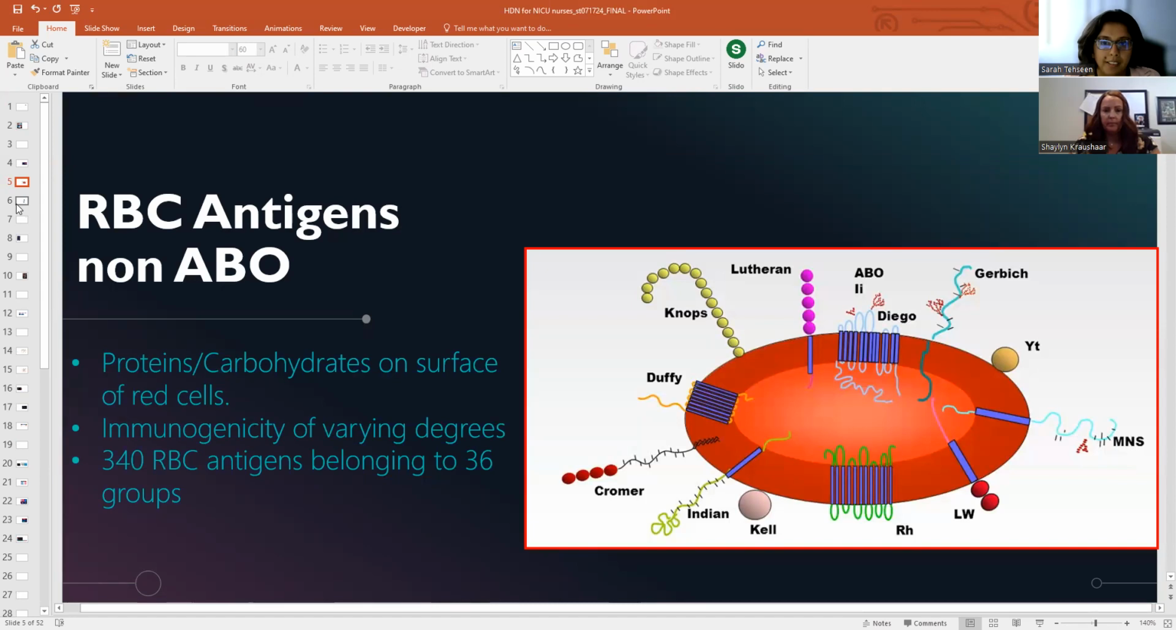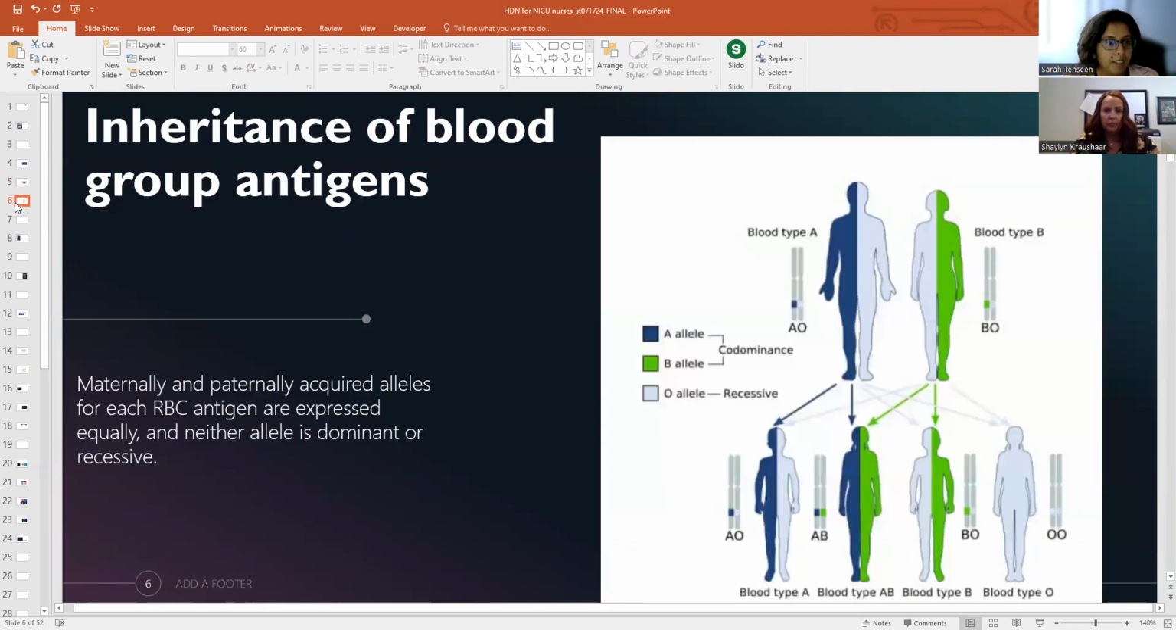Some of these red cell antigens are expressed very early in gestational age. Some of them are expressed late. As a general rule, the more complex and the larger a protein is, the higher the chance that the antibodies against that protein are going to be more problematic. So your Rh protein is big and bulky, so the antibodies also cause more damage.